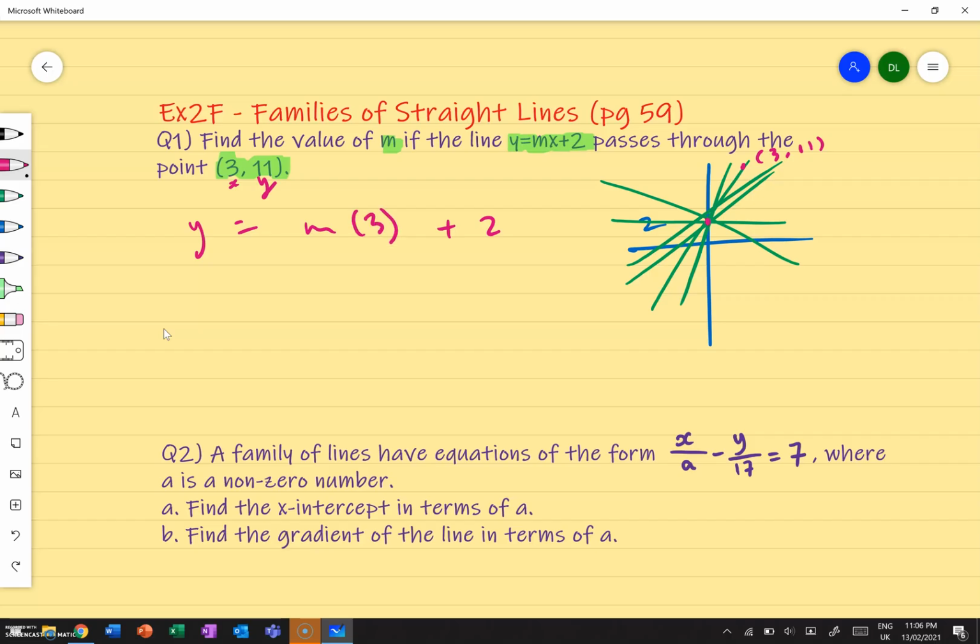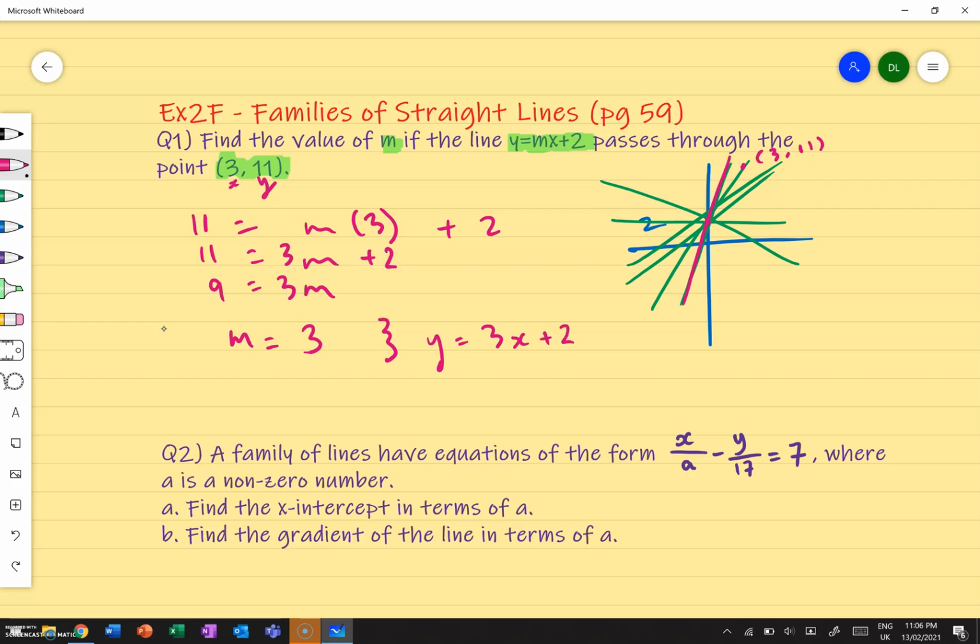In this case, x is 3 and y is 11. So I get 11 equals 3m plus 2. I'm going to solve for m because we're finding the value of m. Take away 2 on both sides, get 9 equals 3m, and therefore m equals 3. And so I know my gradient is 3, which does match our picture right here, where our gradient is quite positive. Now it's not part of the question, but the actual equation would be y equals 3x plus 2.